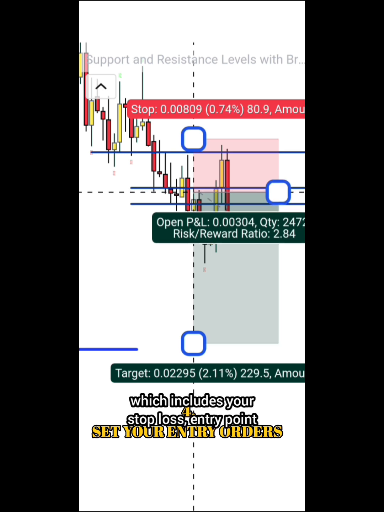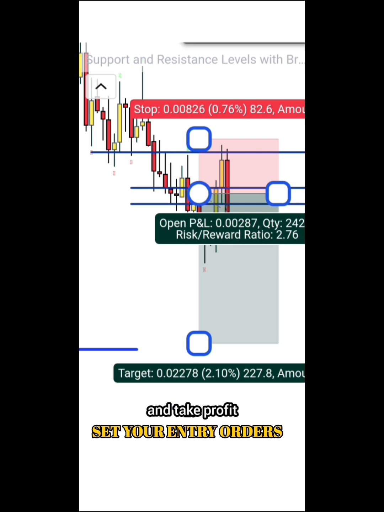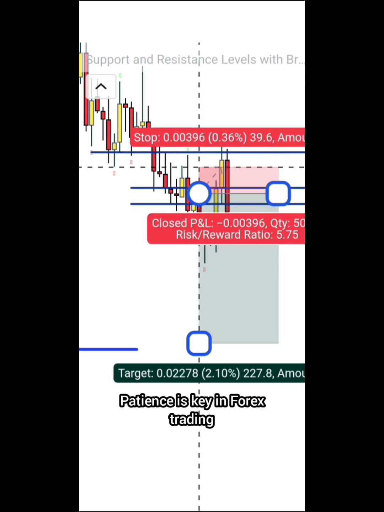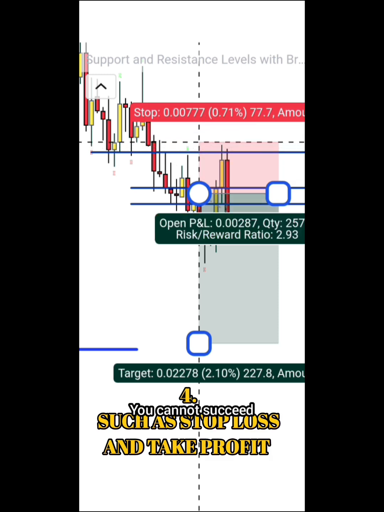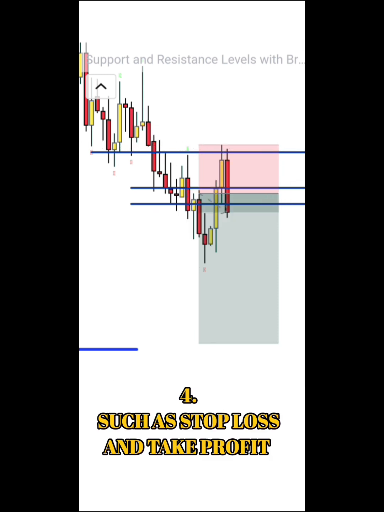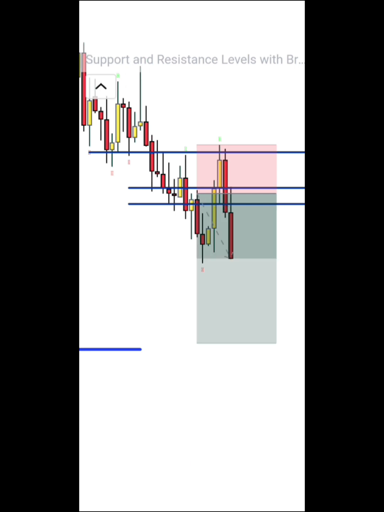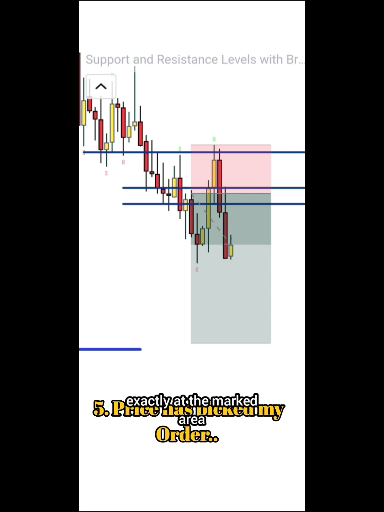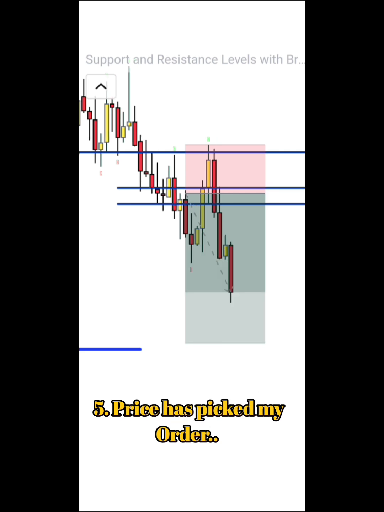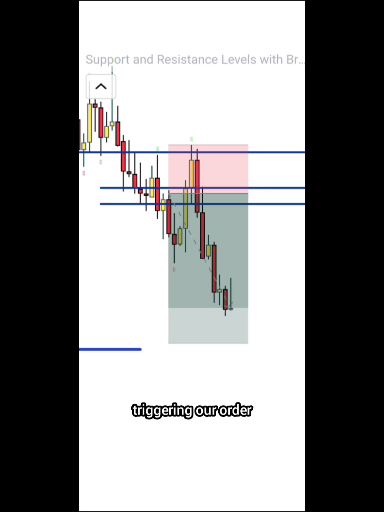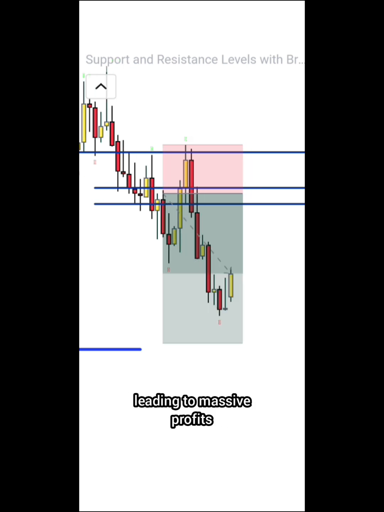Now, set your entry order, which includes your stop loss, entry point, and take profit. Patience is key in Forex trading. You cannot succeed or remain profitable without it. Once your order is set, wait patiently for the price to trigger it and move in your direction. Do you see how the price picked our order exactly at the marked area and then moved bearish? This is a perfect example of a well-executed entry. The price followed our analysis, triggering our order and moving in the desired direction, leading to massive profits.